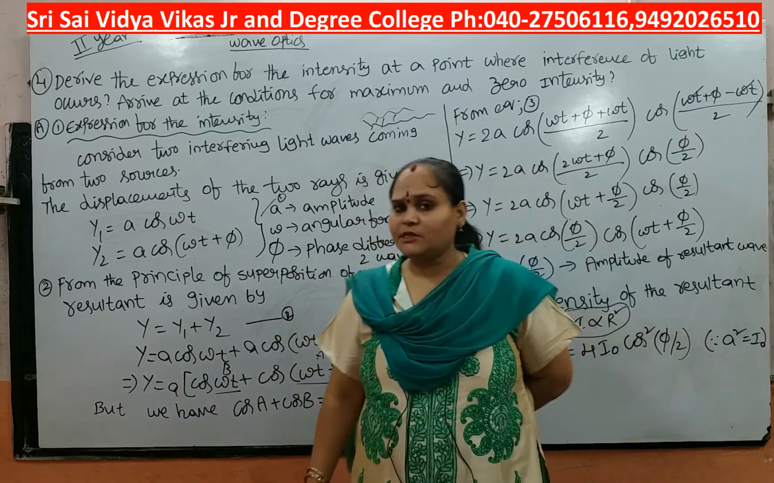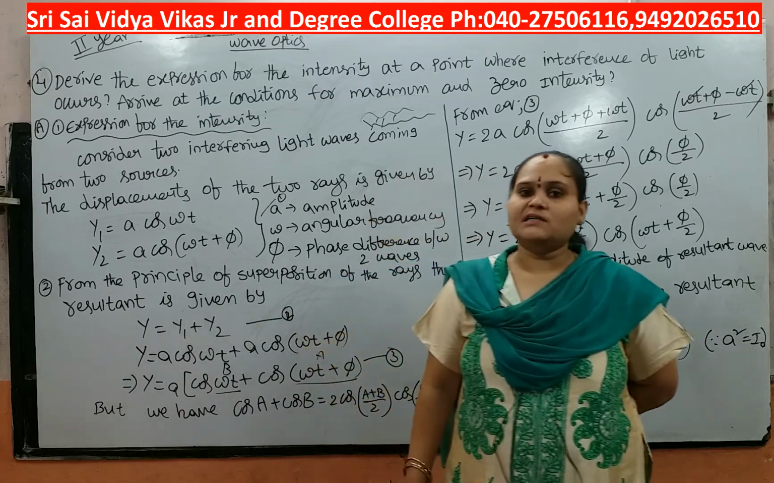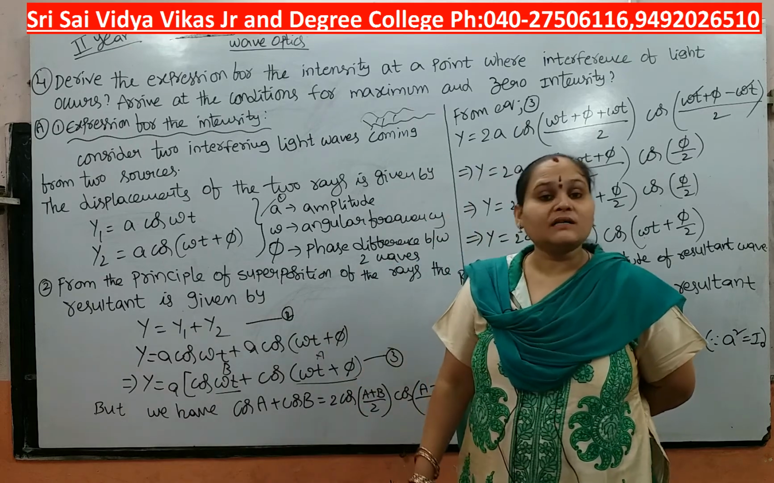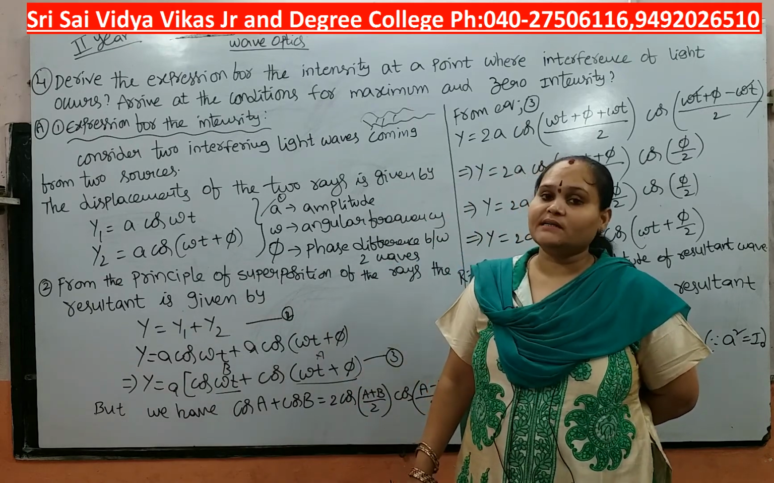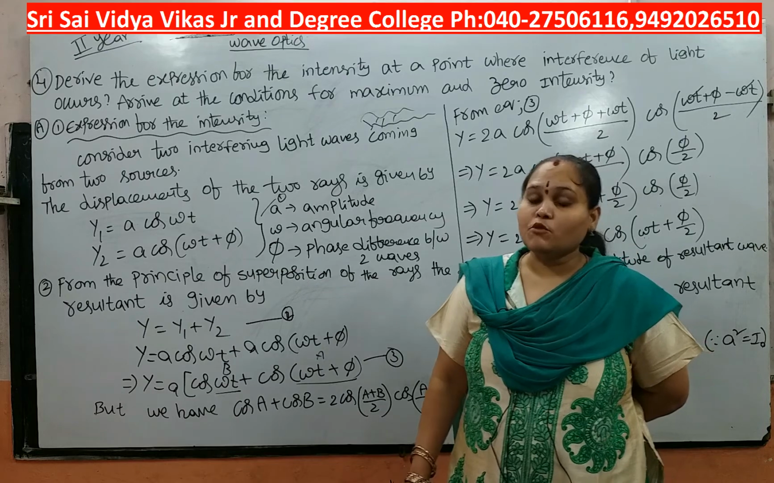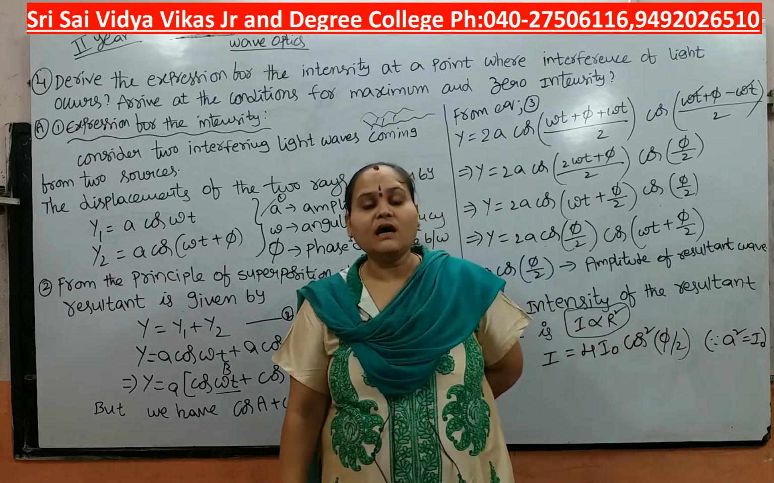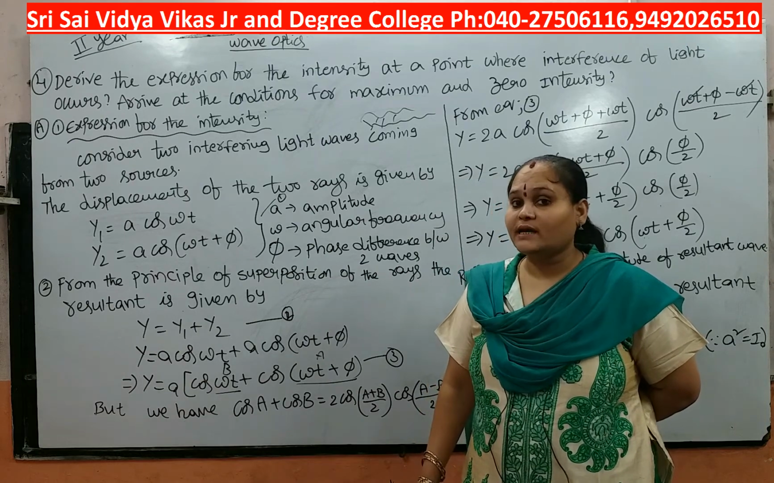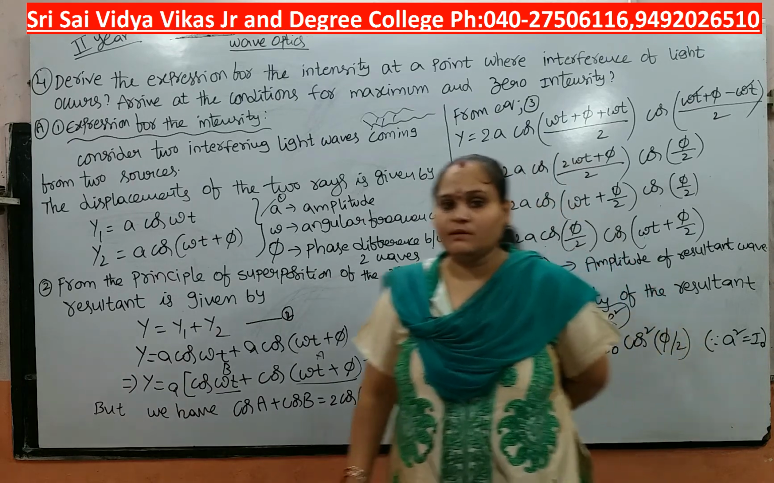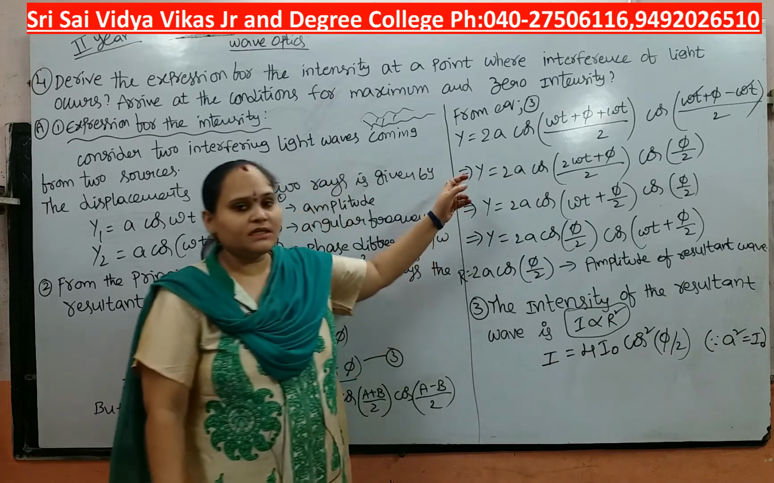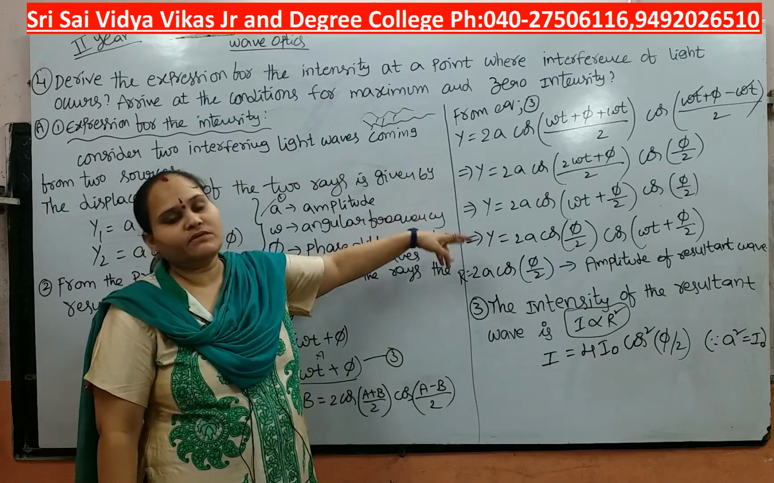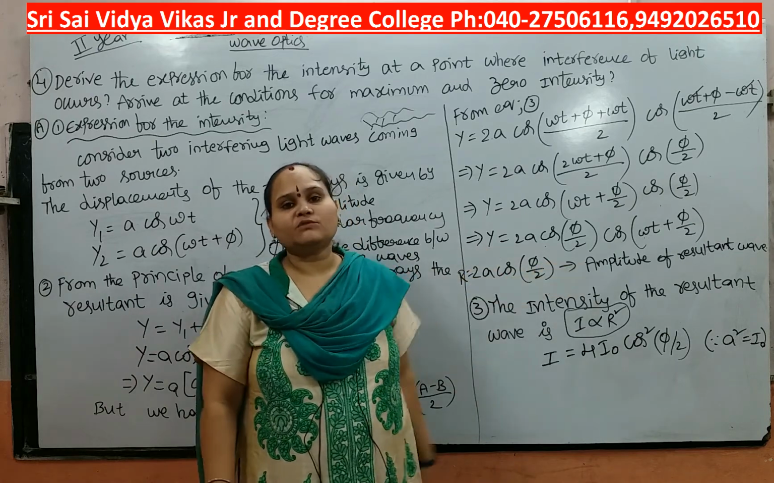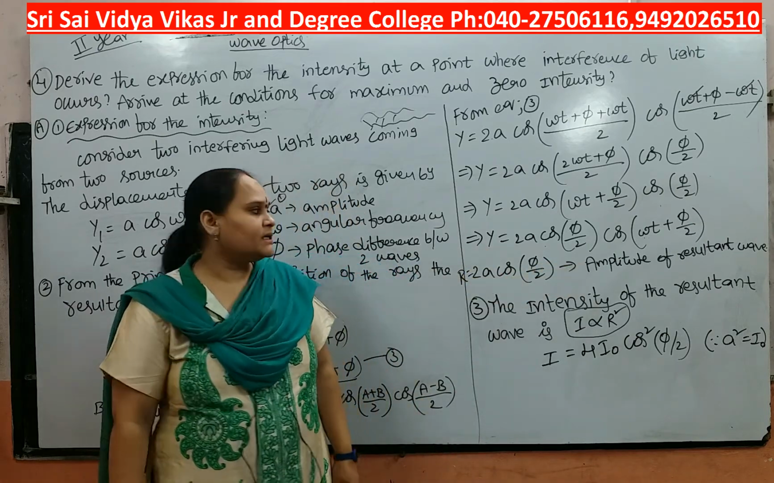Here a is the amplitude term, omega is the angular frequency and phi is the phase difference between the two waves. Here we are using the trigonometric formula cos A plus cos B. Here A will be taken as omega t plus phi and B is omega t. So cos A plus cos B will be equal to 2 cos of (A plus B) by 2 into cos of (A minus B) by 2. On substituting these values in the trigonometric formula, we get the resultant displacement y equal to 2a cos phi by 2 into cos of omega t plus phi by 2.